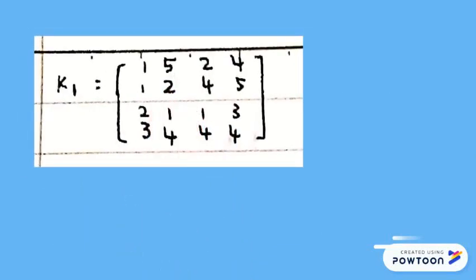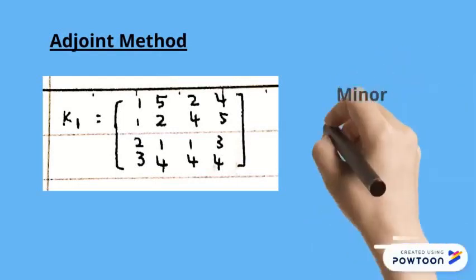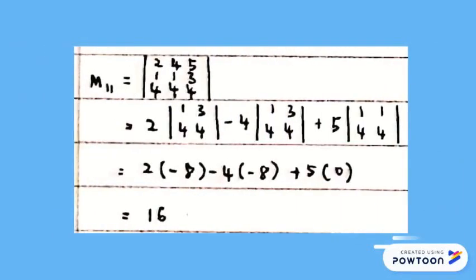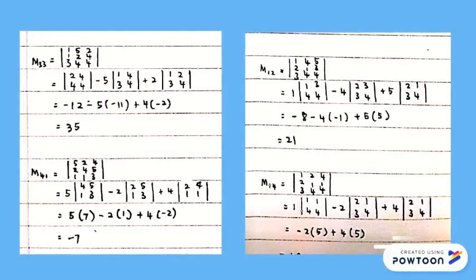The first part is we are going to find the adjoint of matrix K. For matrix K1, we decided to use the adjoint method. First, we need to find the minor, the cofactors, and the determinant for this matrix. The thing we need to do is reduce the matrix to 2x2 matrices and find all the elements for each row and column.